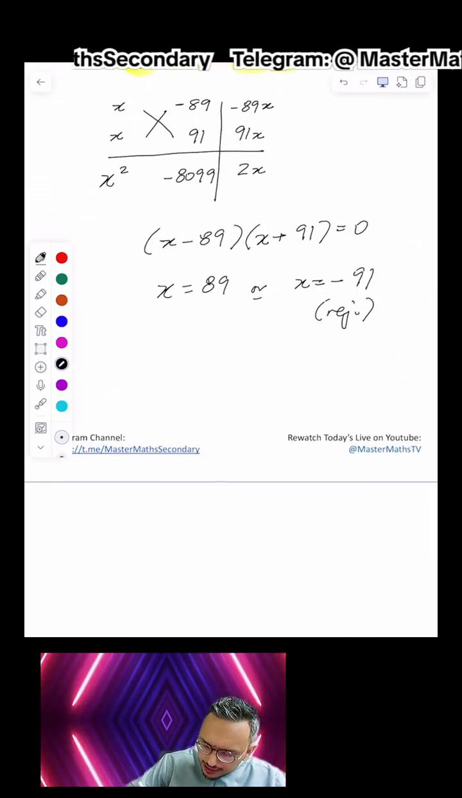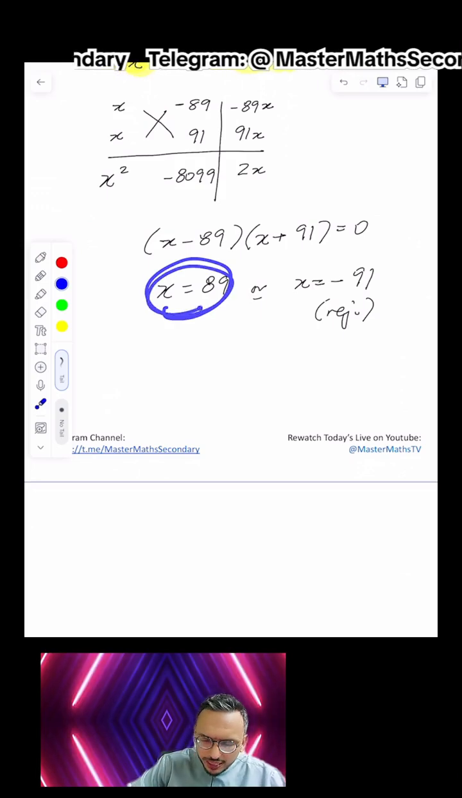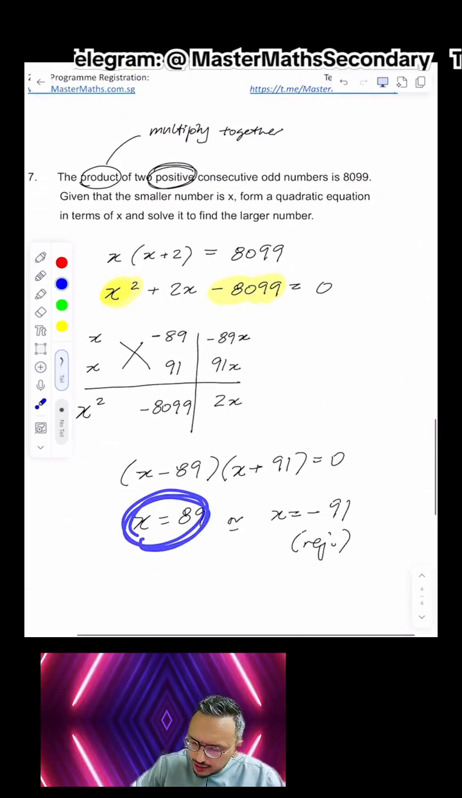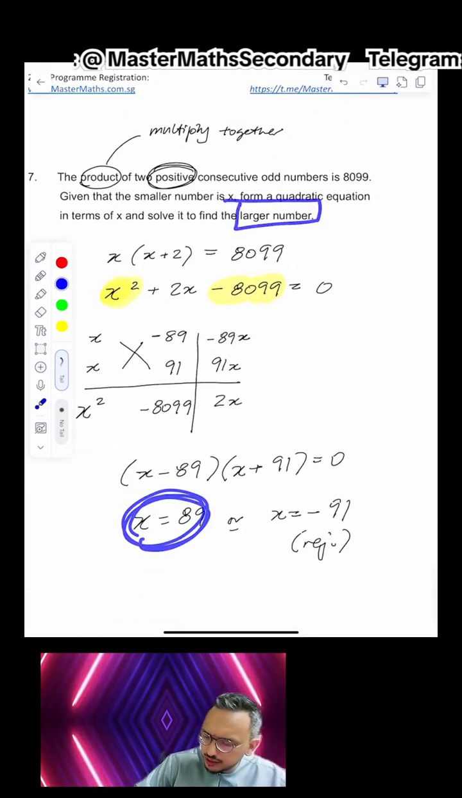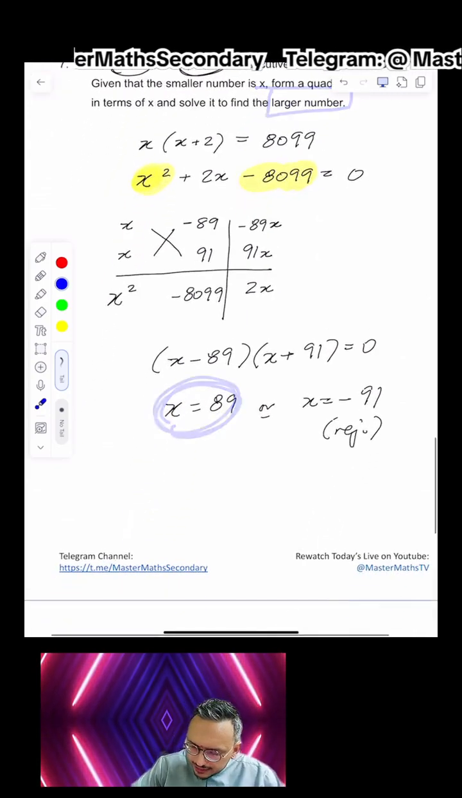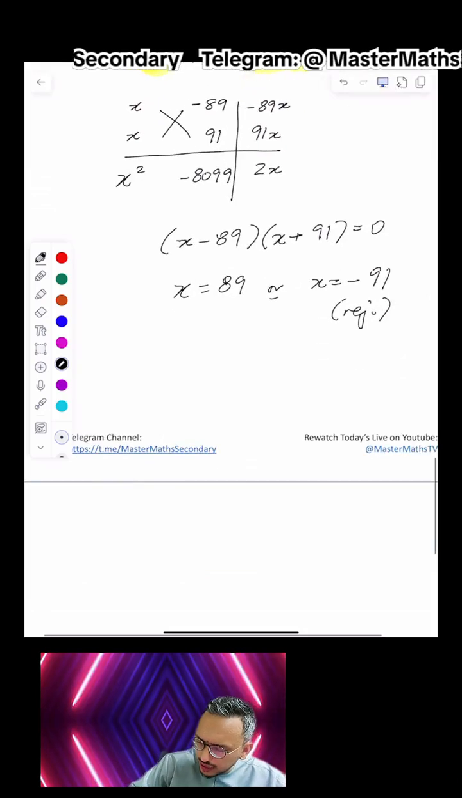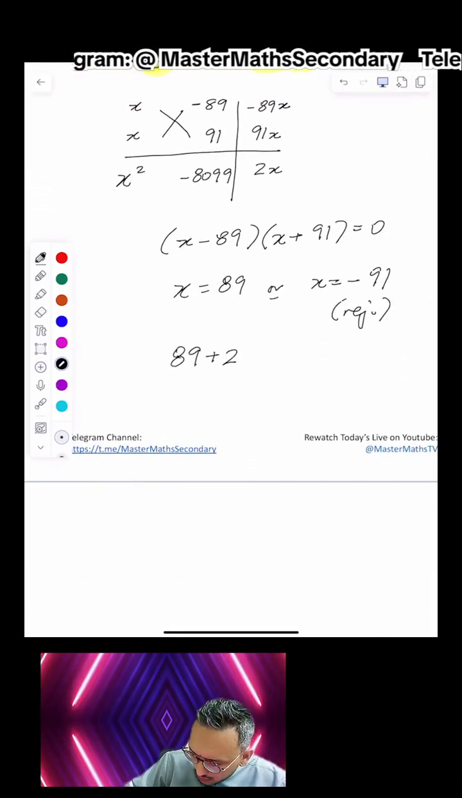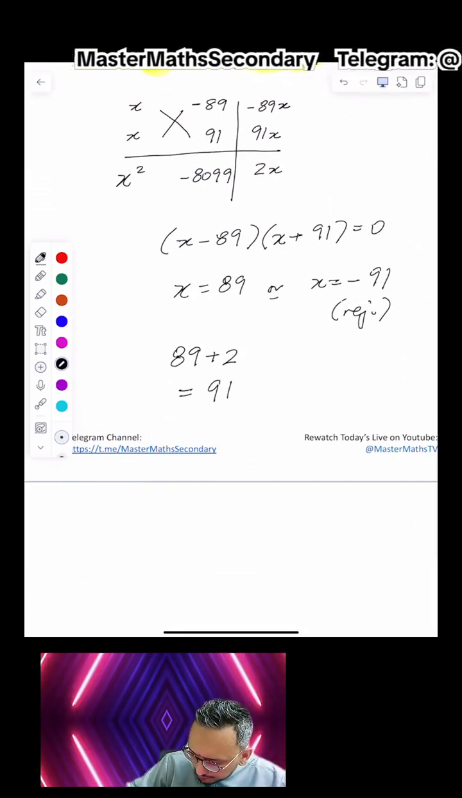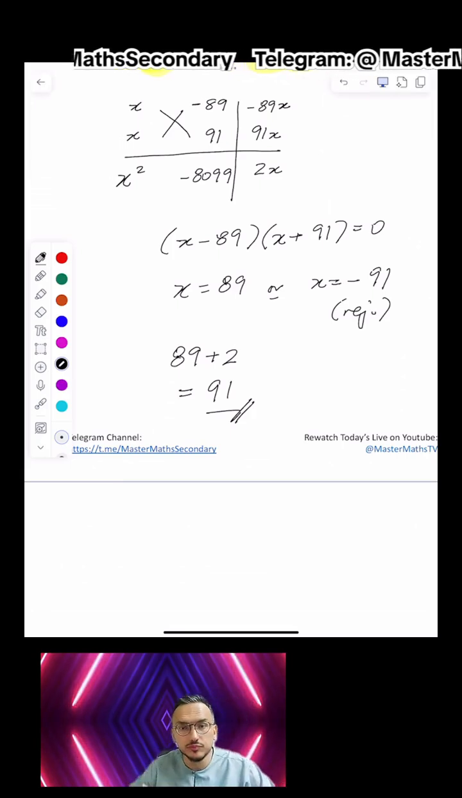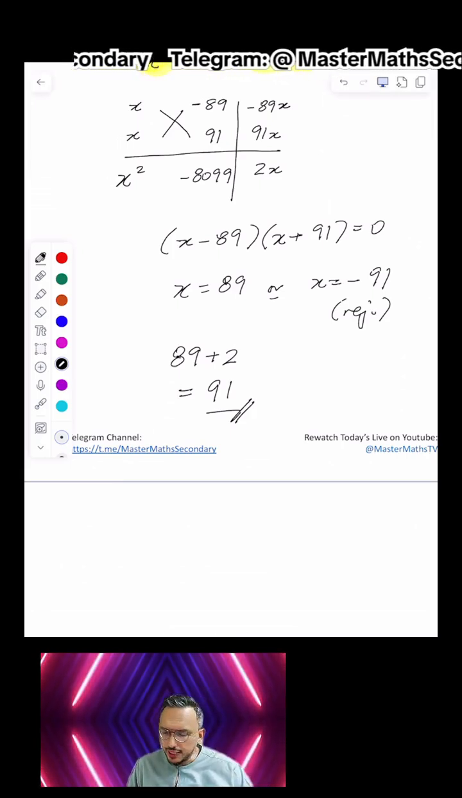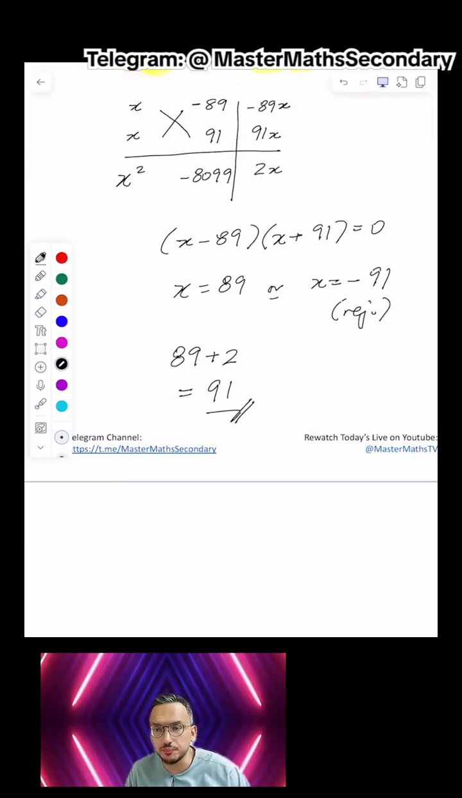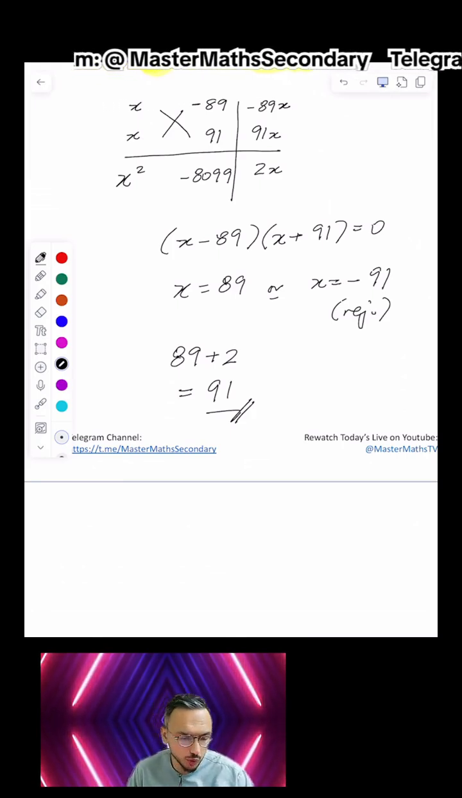So is my answer 89? No, my answer is not 89. Why? Because they want the larger number. Your x is your smaller number. So the larger number will be 89 plus 2 equals 91. Okay, so with that, I'm more or less done.